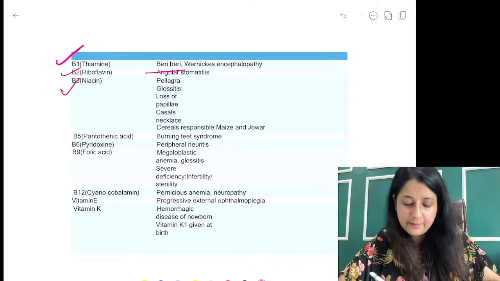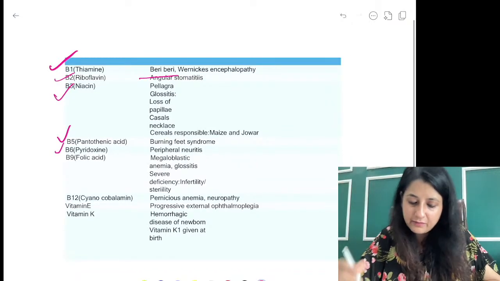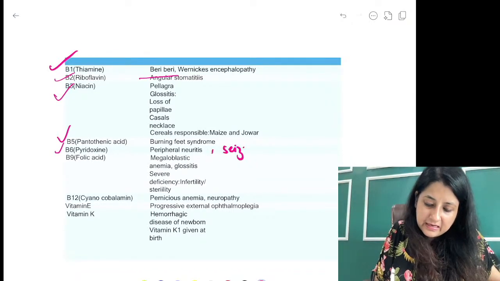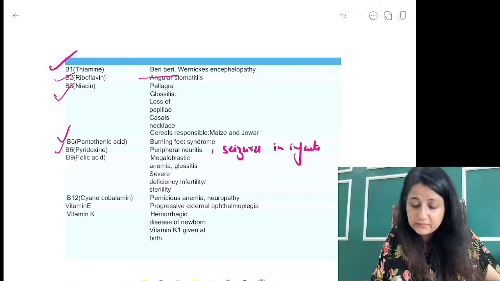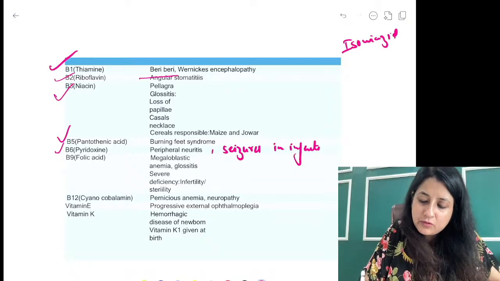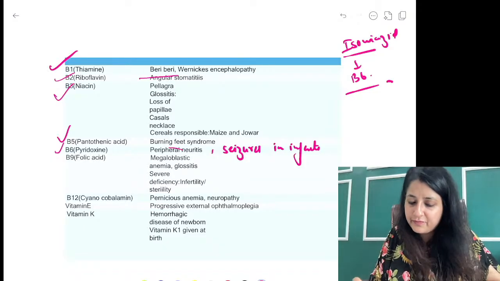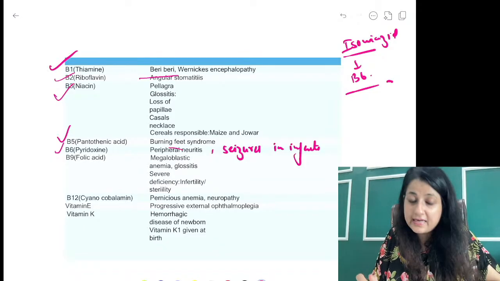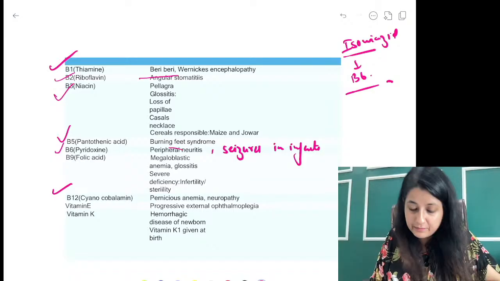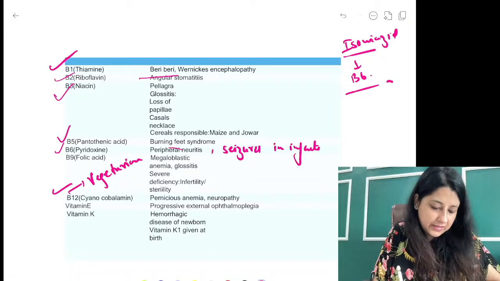Niacin we have just studied. Pantothenic acid, burning feet syndrome. Pyridoxine, very very important. Seizures in infants, okay, seizures in infants pyridoxine is also given. And any person who's on isoniazid, you will give them, you will ask them to eat B6. B9, folic acid, megaloblastic anemia, neural tube defects, infertility, also it can lead to B12, pernicious anemia, B12 deficiency among vegetarians. Rest you can read.